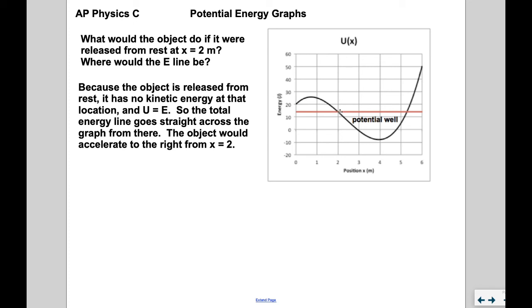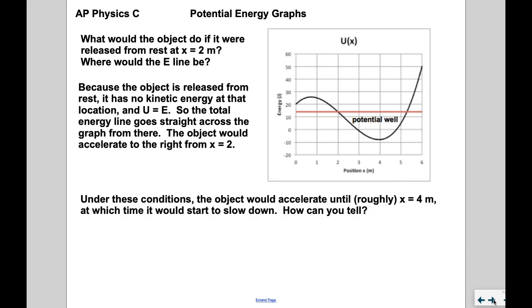So released from rest at x equals 2 meters, we see that the slope of this line is negative. That means that the net force on the object is to the right. Net force is positive to the right. This object would accelerate to the right from x equals 2 meters. It would accelerate to the right until it reached about here. Again, it says roughly 4 meters. We know already that's 3.95. The object would accelerate to the right until it got here. Then it would begin to slow down as it climbs up this side of the U of x graph.